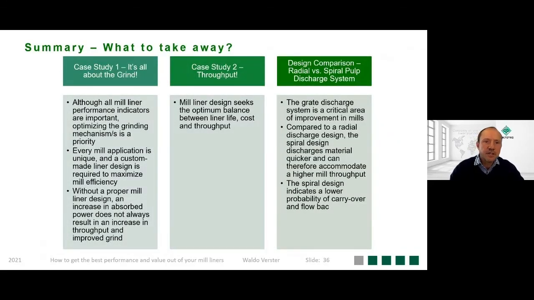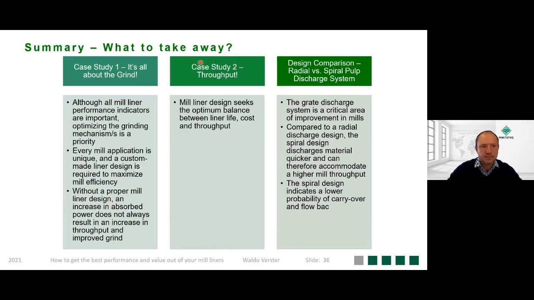So what do we take away from this? In case study 1, we said it's all about the grind, and Ernst will also confirm this in his presentation. The mill is the only machine in your milling circuit that is doing the grinding work, so getting the correct grinding mechanism must be a priority. We also saw that every mill application is unique and a custom-made liner design is required to maximize the mill efficiency. And without a proper mill liner design, an increase in absorbed power would not necessarily result in an increase in throughput.